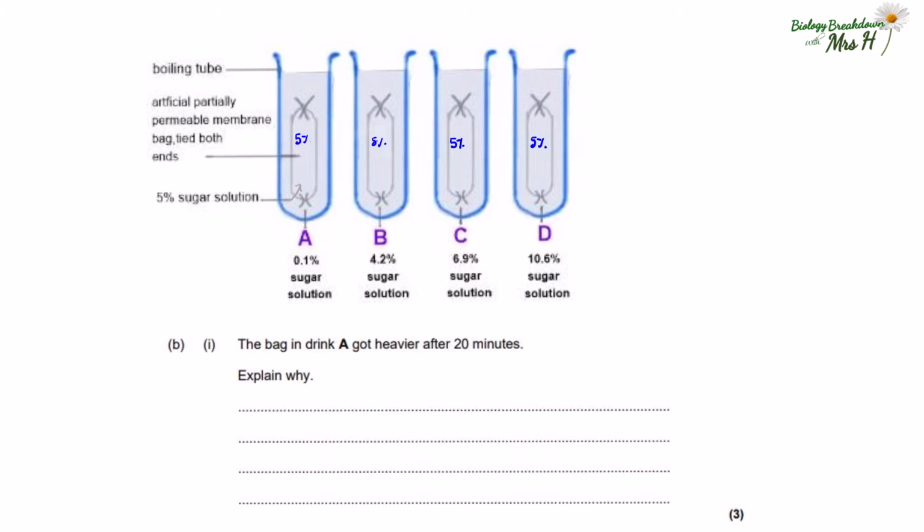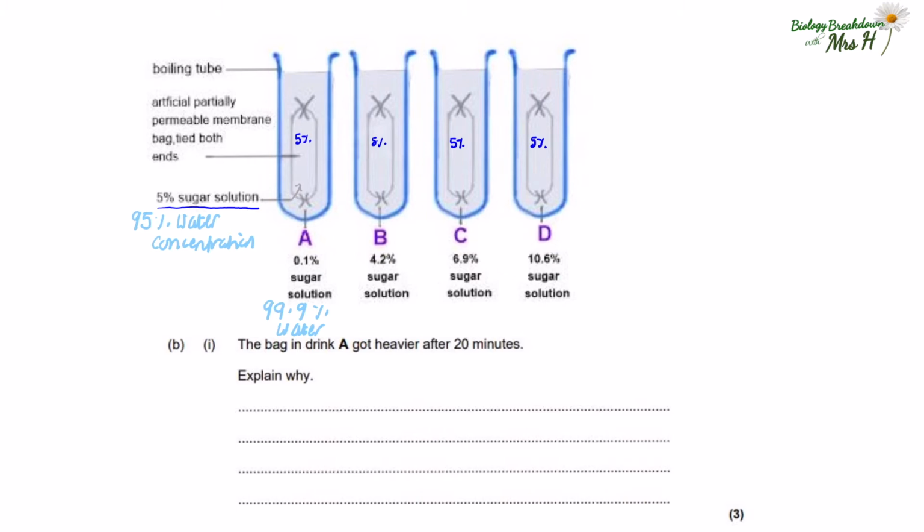So we've got our 5% sugar solution in each of those tubes, and the bag in drink A got heavier after 20 minutes. Explain why. If there's 5% sugar solution in the bag and there's 0.1% sugar solution outside, that means the water concentration outside is 99.9%, but inside that 5% sugar solution will be 95% water concentration.